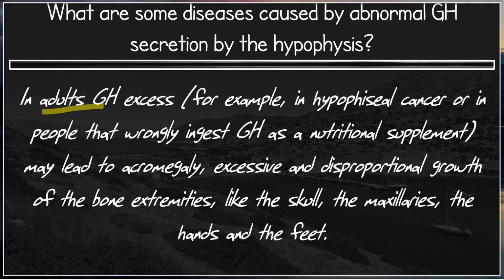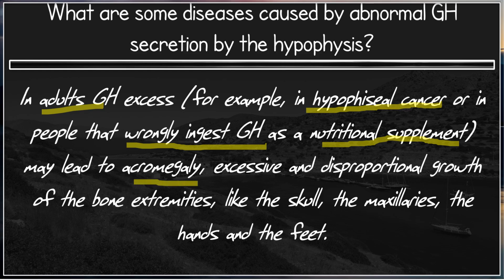In adults, growth hormone excess, for example in hypophyseal cancer or in people that wrongly ingest growth hormones as nutrition supplements, may lead to acromegaly, that is excessive and disproportional growth of the bone extremities like the skull, maxillaries, and the hands and the feet.